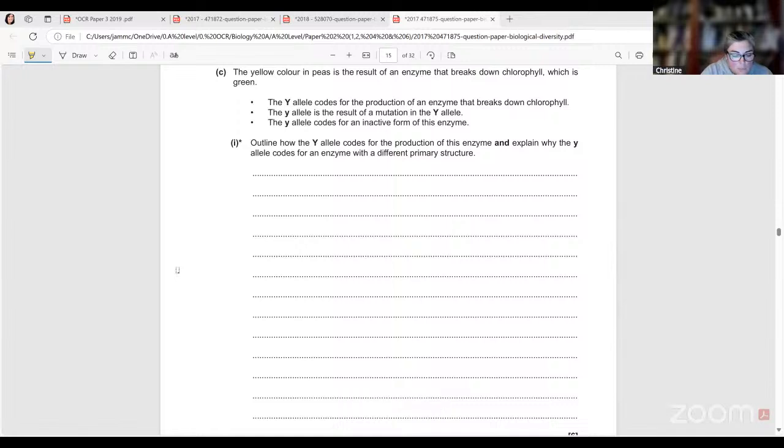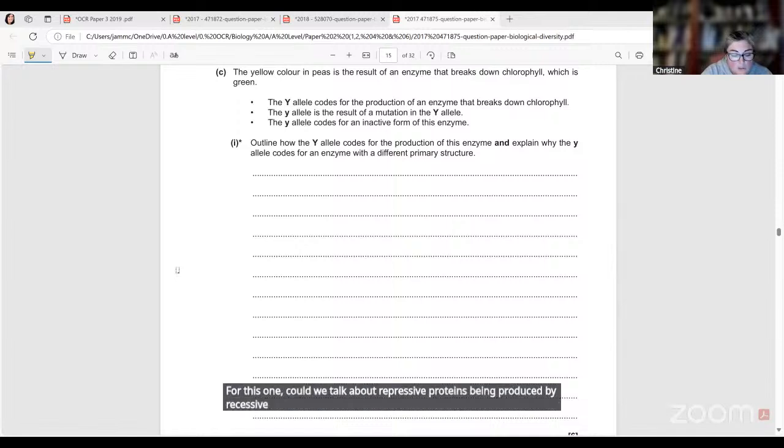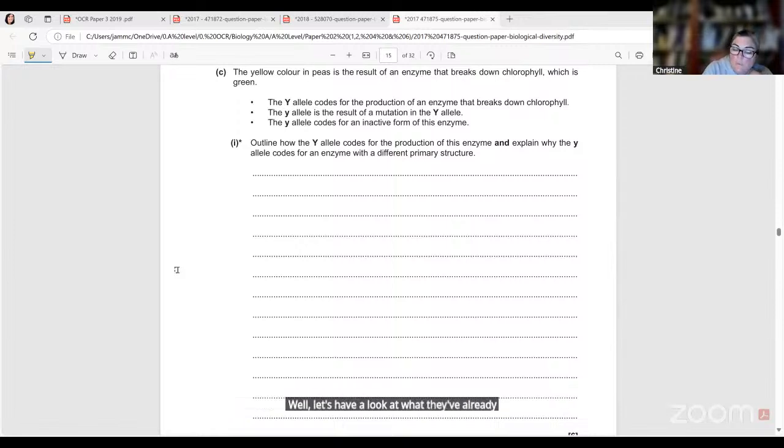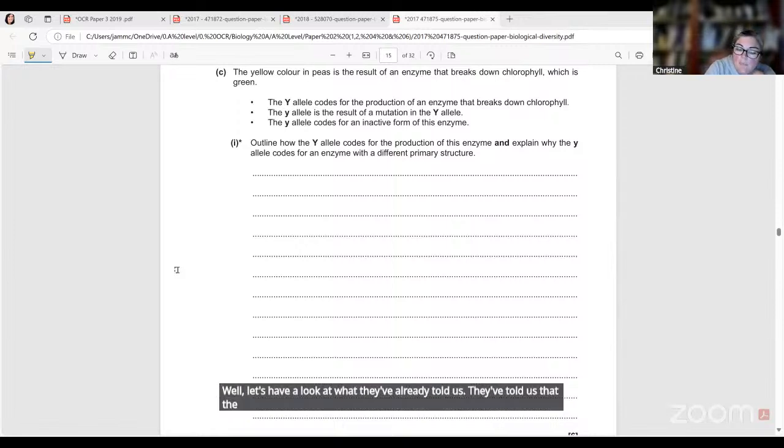For this one, could we talk about repressor proteins being produced by recessive alleles, which bind to operator region on dominant allele? Right. Well, let's have a look at what they've already told us. So they've told us that the capital Y dominant allele causes the production of an enzyme that breaks down the chlorophyll. The recessive allele y is a mutation in the Y allele. The y allele codes for an inactive form of this enzyme.